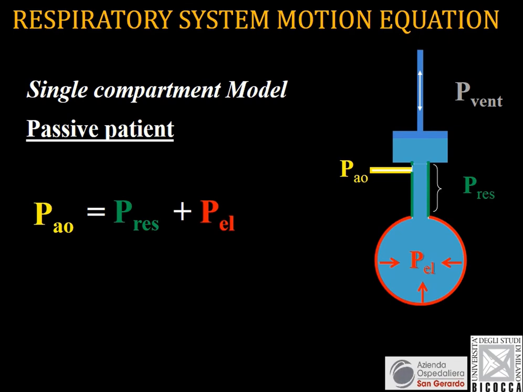And then we have an elastic pressure, which is the pressure that the respiratory system generates in response to the volume change which we are applying. So at any time, it is important to keep in mind that the pressure we read on the ventilator is just the sum of these two pressures.